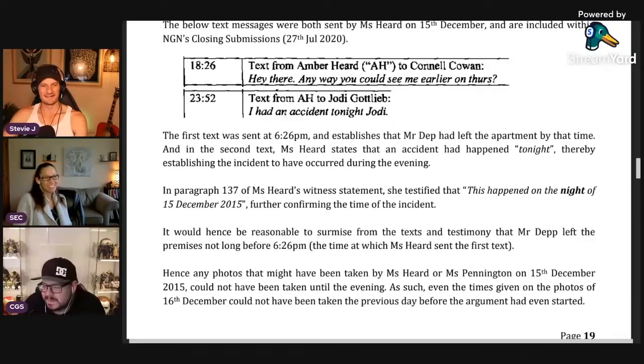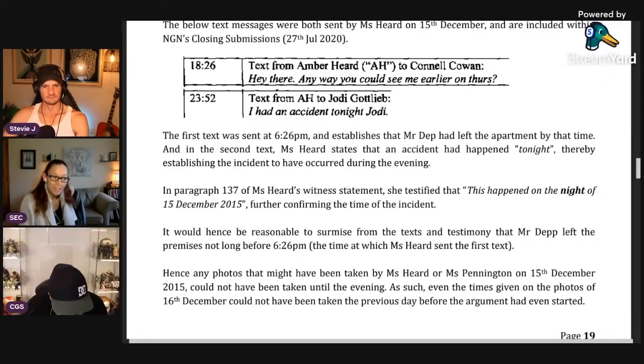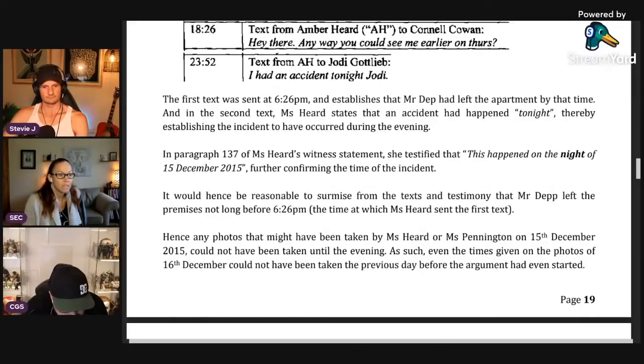The first text was sent at 6:26 p.m. and establishes that Mr. Depp had left the apartment by that time. And in the second text, Miss Heard states that an accident had happened tonight, thereby establishing the incident to have occurred during the evening. In paragraph 137 of Ms. Heard's witness statement, she testified that this happened on the night of December 15th, further confirming the time of the incident. It would hence be reasonable to surmise from the text and testimony that Mr. Depp left the premises not long before 6:26, the time at which Ms. Heard sent the first text.